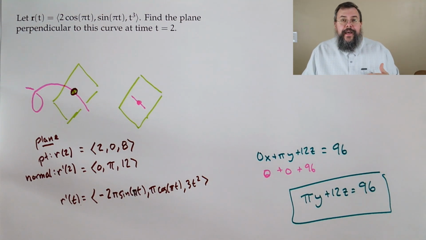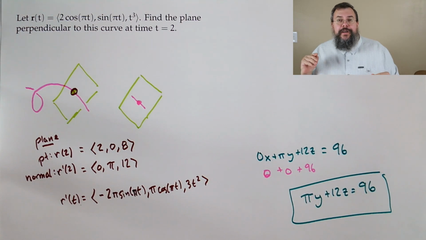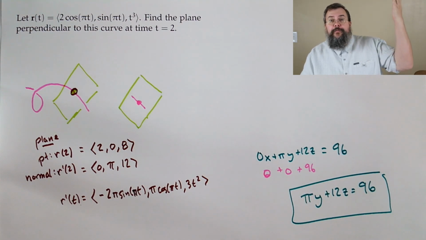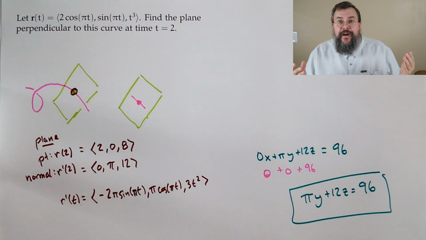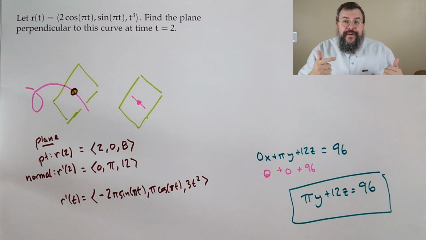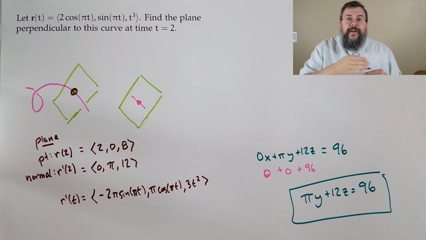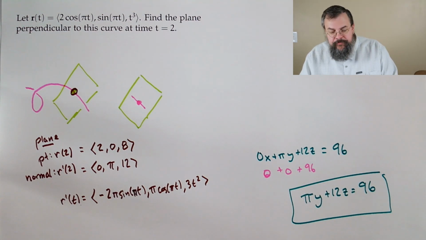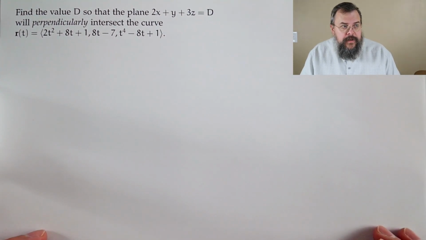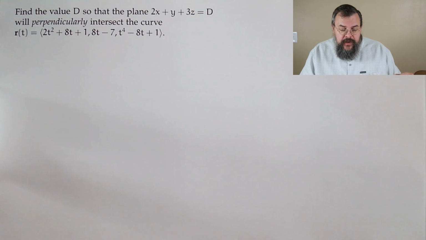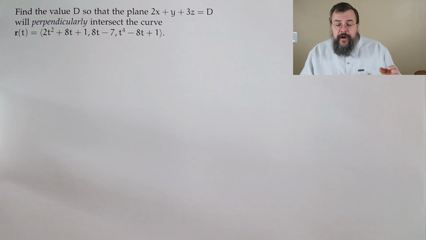So now there's this philosophy we see. We can find tangent lines and we can find perpendicular planes. It's the same process, point and vector. Either it's the direction vector of the line or the normal vector to the plane. Good. Well, let's try another problem. So here we go. Find the value d so that the plane 2x plus y plus 3z equals d will perpendicularly intersect the curve.